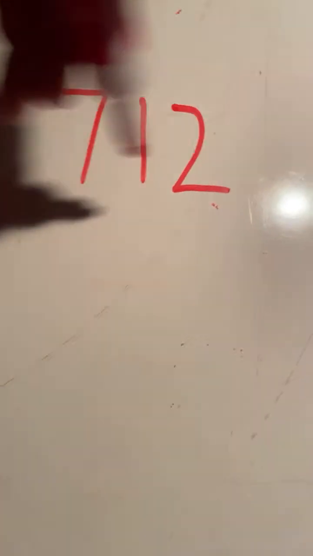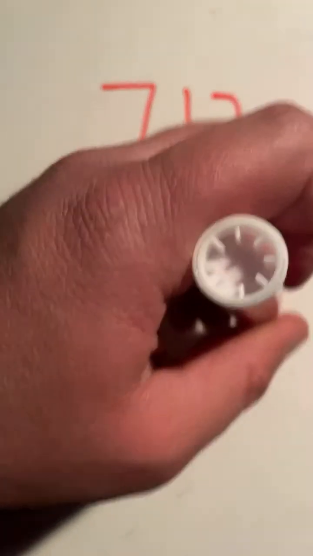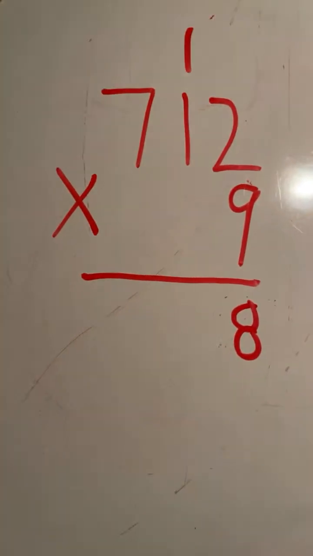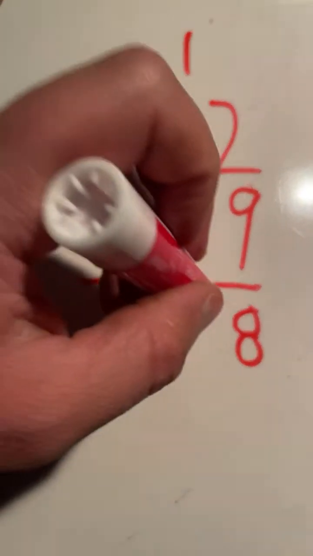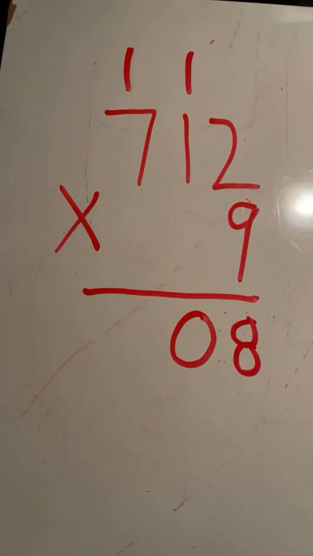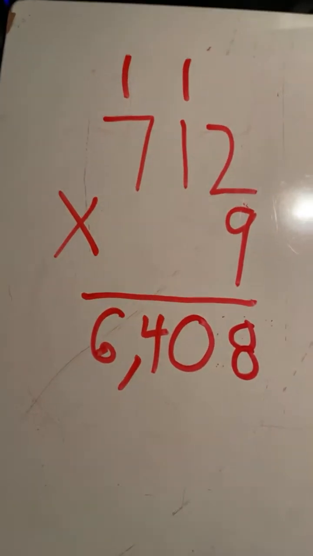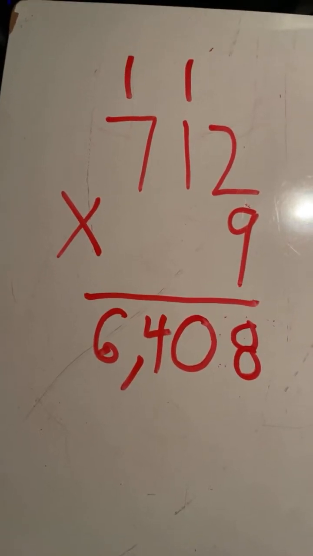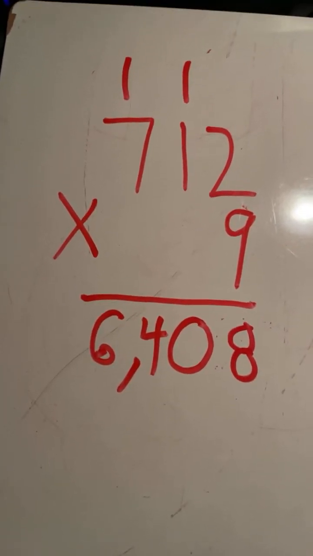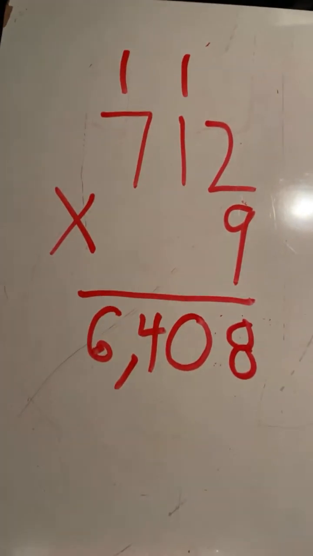712 times 9. That is my final problem of the video. 2 times 9 equals 18. 8, carry the 1. 1 times 9 equals 9, plus 1 is 10. 0, carry the 1. 7 times 9 is 63, plus 1 is 64. And we have our final answer. 712 times 9 equals 6,408.